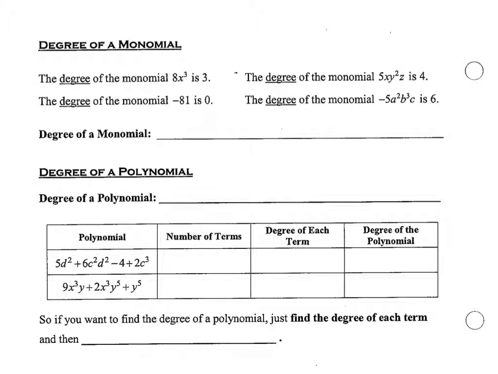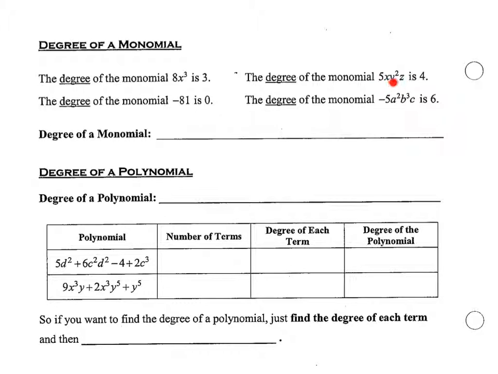So we have a measure called the degree of a monomial, and it's like the degree of temperature is how we measure temperature. So the degree of a monomial is a measure of the strength. So look at these 4 examples at the top. All right, the degree is the total number of exponents in the term. So here, 8x cubed, the total number of exponents is 3. So the degree is 3. And on the right here, 5xy squared z. Well, the x has 1 as its exponent, the y has 2, the z has 1.